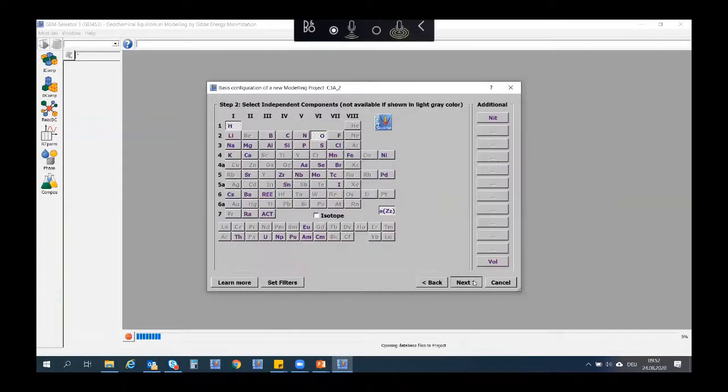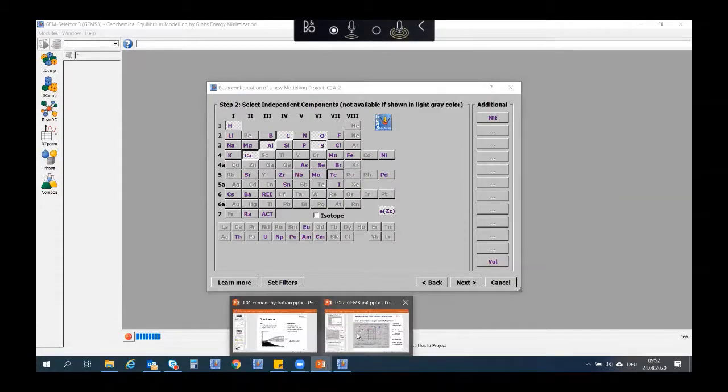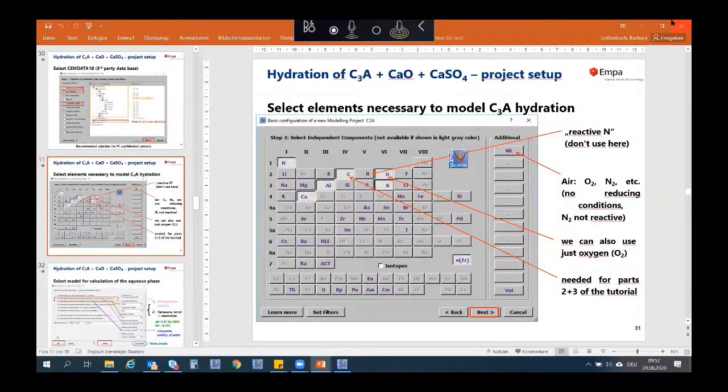Then we go to the next, and there we see a periodic system. We want to calculate something with calcium and aluminium, so we select calcium and aluminium. We want to calculate the effect of calcite and sulfate on it, so we also select C and S. And at the moment, if I'm not mistaken, we don't need the others.